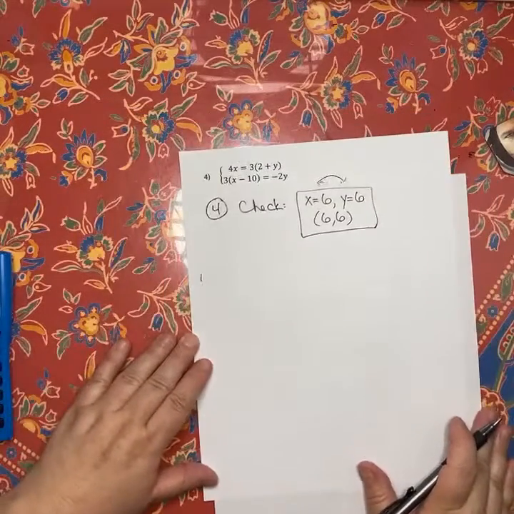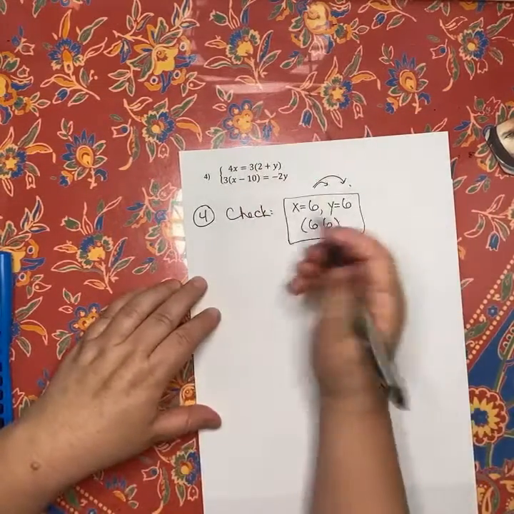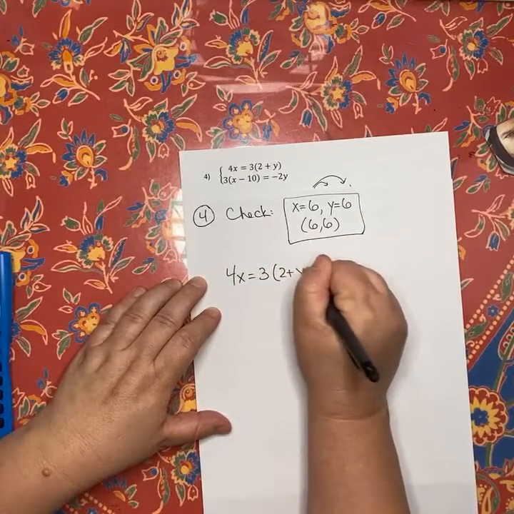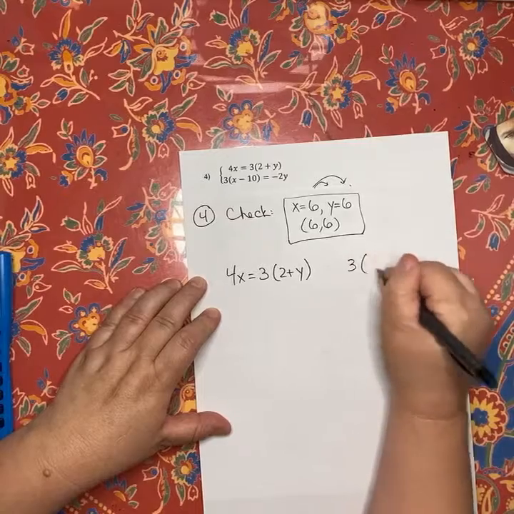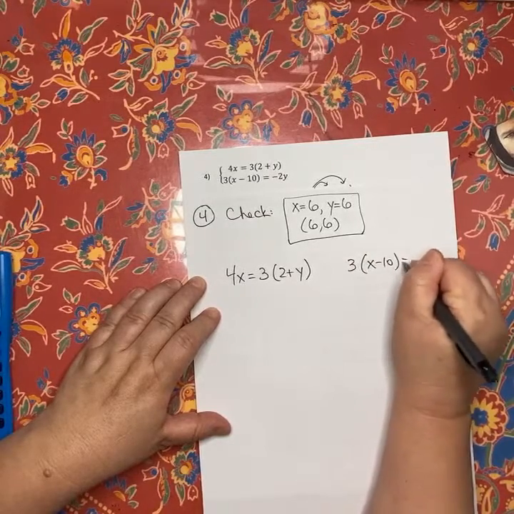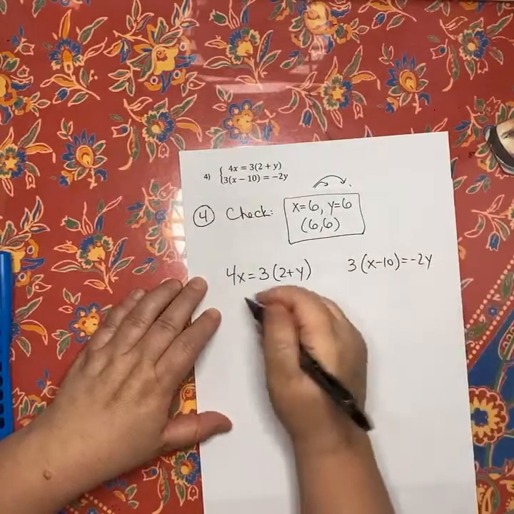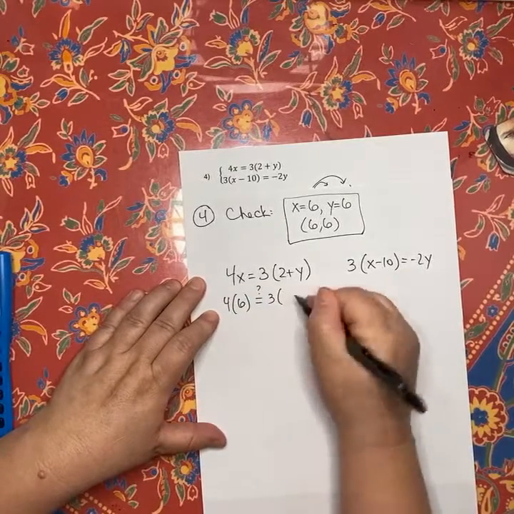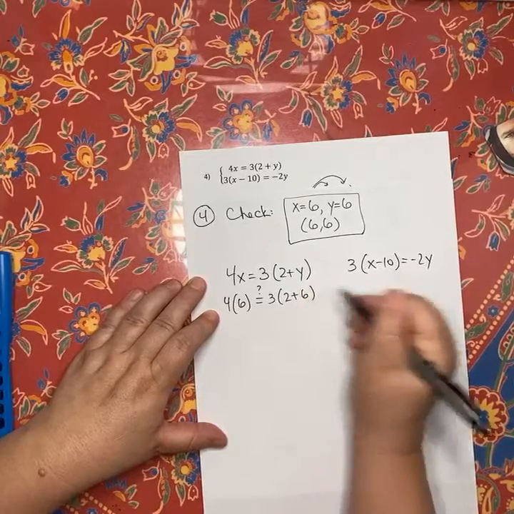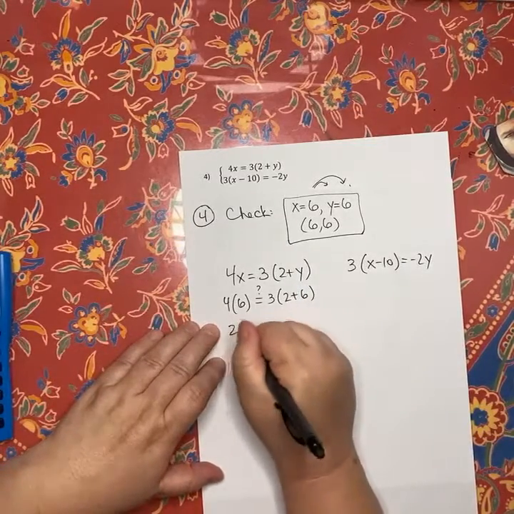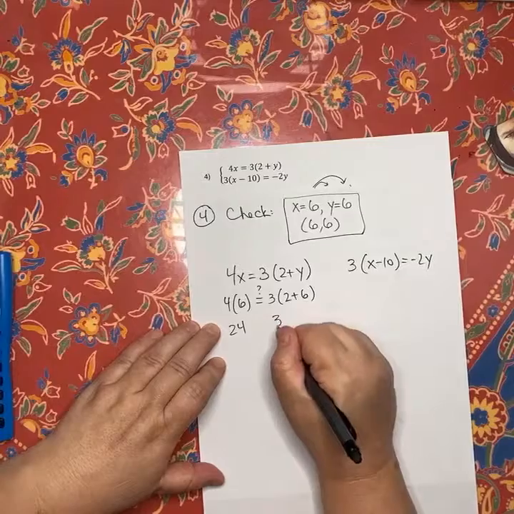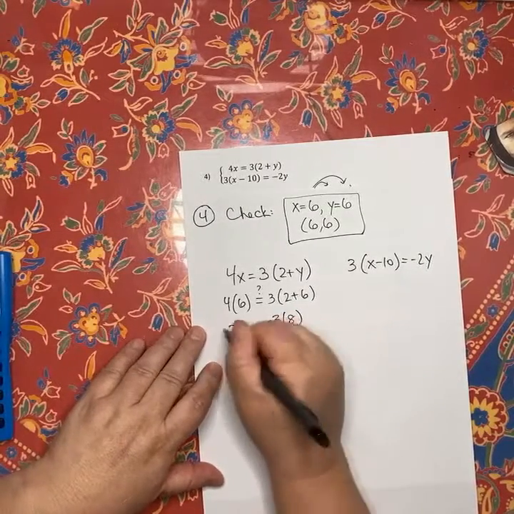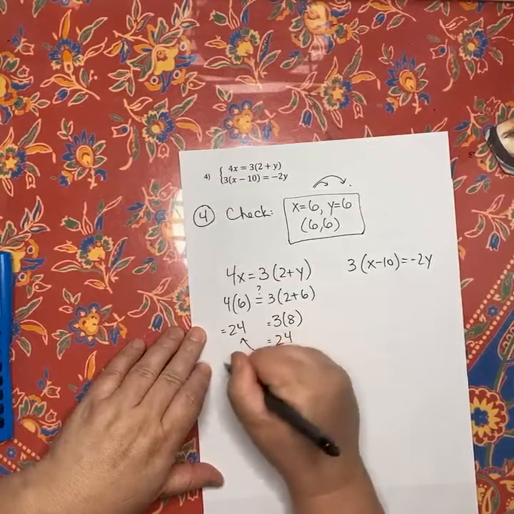Now remember, the check means we have to go back to the original. So 4x equals 3 times the quantity 2 plus y, and 3 times the quantity x minus 10 equals negative 2y. So 4 times 6, does that equal 3 times 2 plus 6? So 4 times 6 is 24. Over here, this is 3 times 8. That's 24. They match.